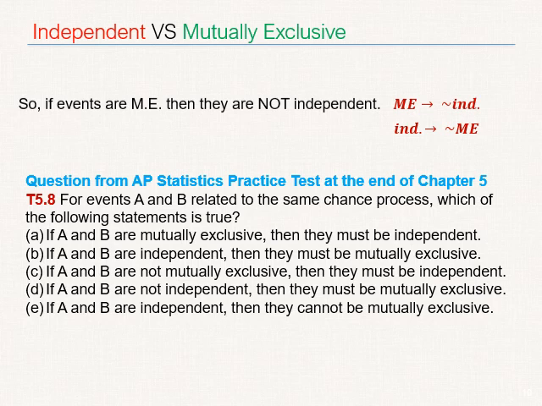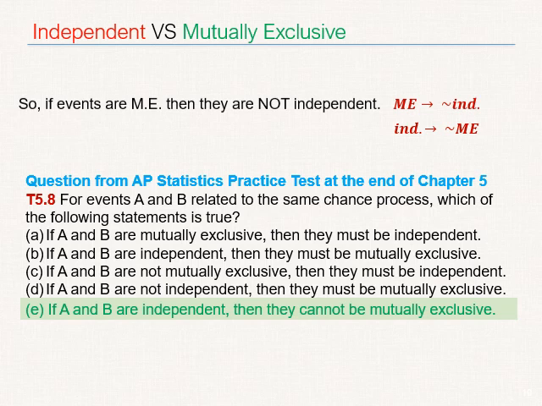D: if A and B are not independent, that's the negation of this statement, and again we don't know what that would lead to. We only know that mutual exclusivity leads to not independence, and independence leads to not mutually exclusive. So D is wrong. And the last one, E: if A and B are independent, then they cannot be mutually exclusive. That's exactly the contrapositive we came up with, so sure enough, E is the correct answer.